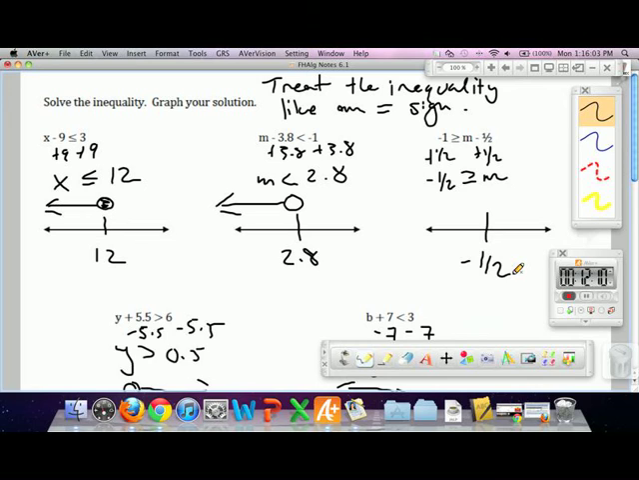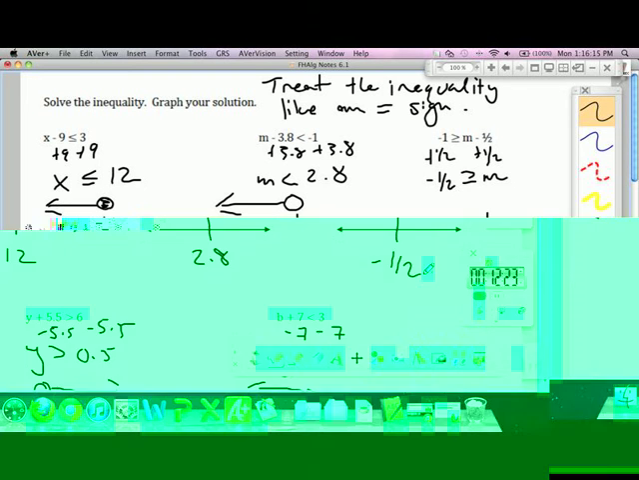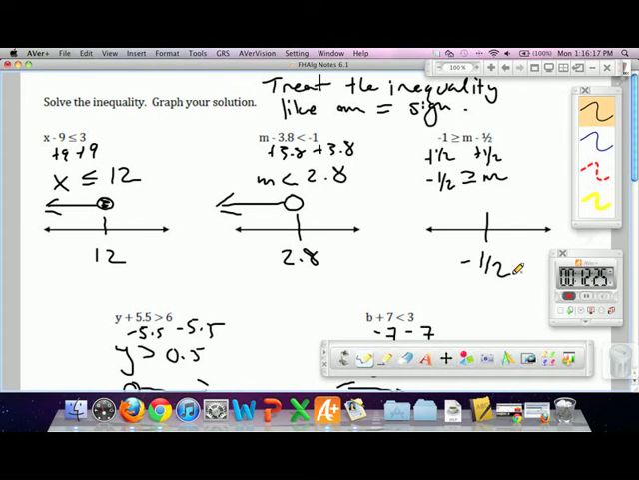M is less than or equal to -1/2. The number that's bigger is the -1/2. Any number you pick has got to be less than that. So where should your graph be pointed towards? The left. Because m is less than -1/2. Is the correct graph of this situation.